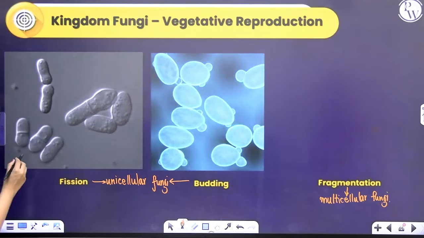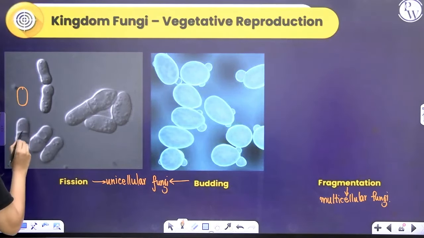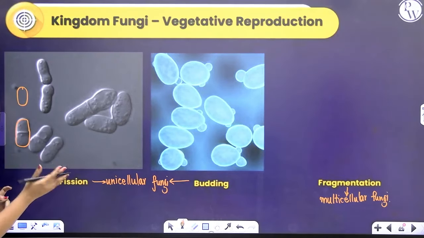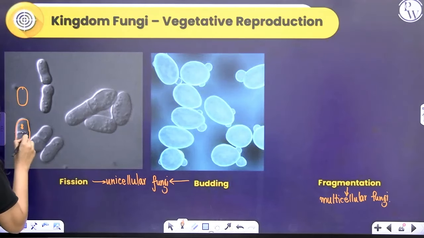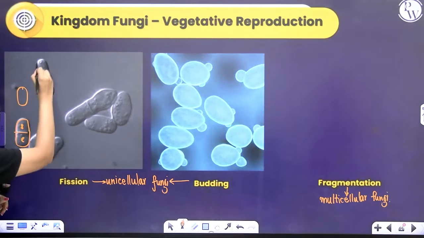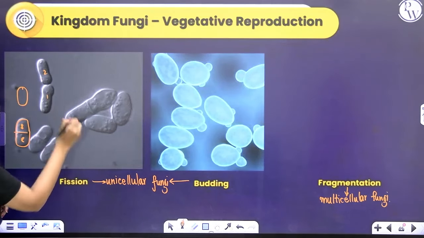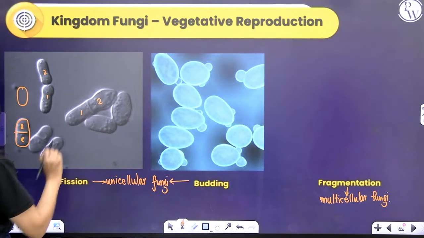So here you can see the cell will initially be small. It will become bigger, elongate, duplicate its genetic material, make an extra copy of DNA, and then split to give rise to two cells. From one cell, you always get two cells. See, this used to be one cell, it is now two cells. This is now in the process of becoming two cells.